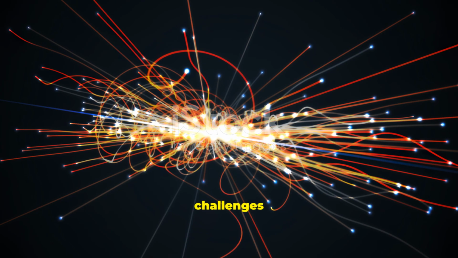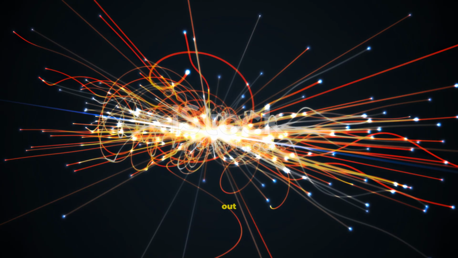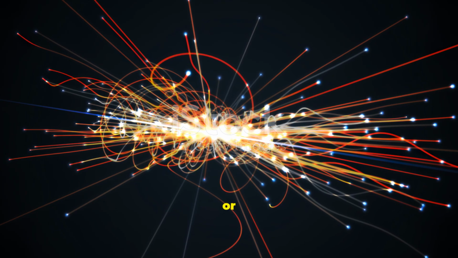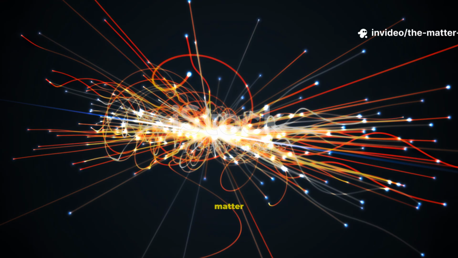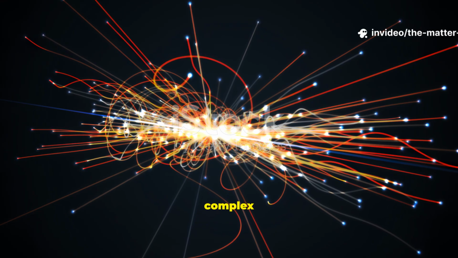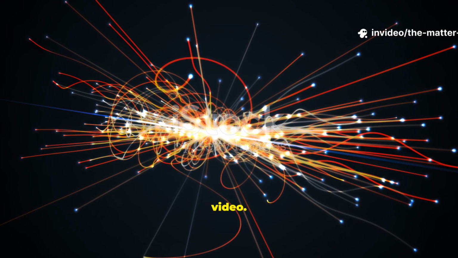One of the greatest challenges in physics is to figure out what happened to the antimatter, or why we see an asymmetry between matter and antimatter. This complex question is our topic for today's video.